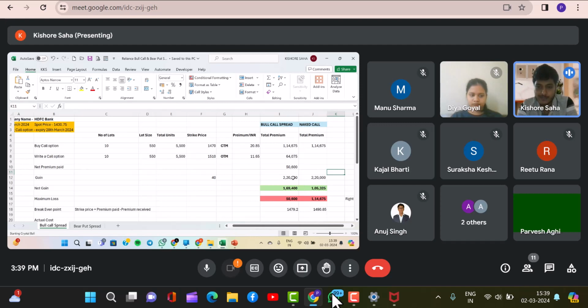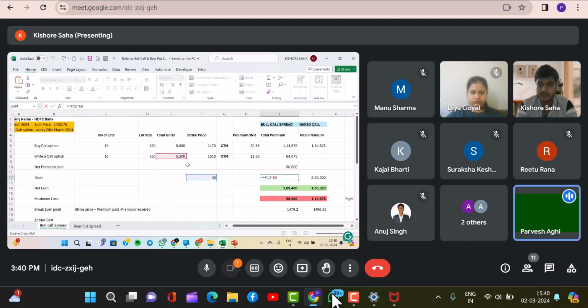So what could be the gain for me? The strike price for buying the call option is 1470, and for writing the call option the strike price is 1510. So this is the difference of 40. And if I get this gain, then my total premium would be this. This would be my total gain, 5,500 into 40. So this would be my total gain in both the cases. Now I'll calculate the net gain.